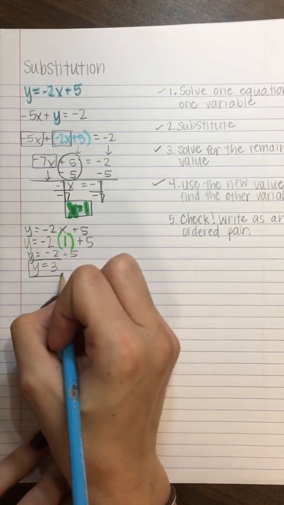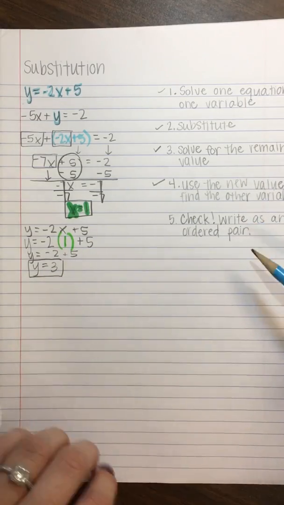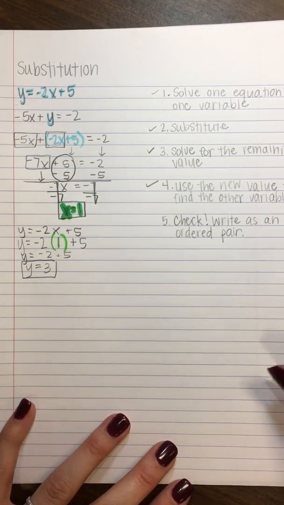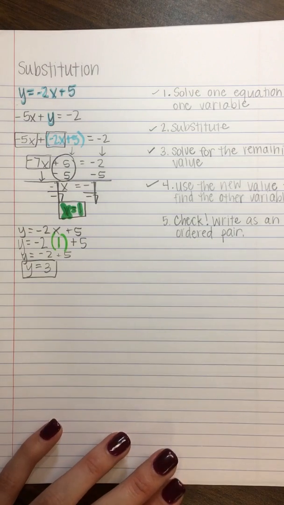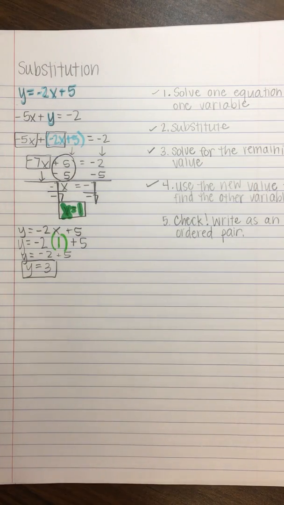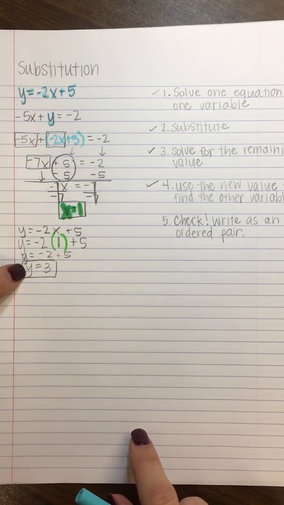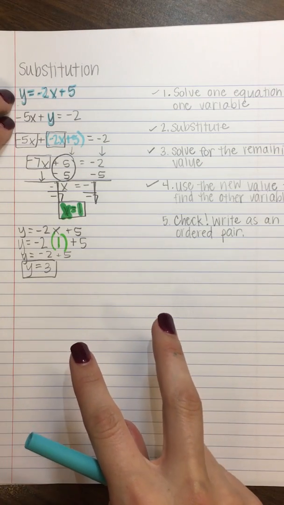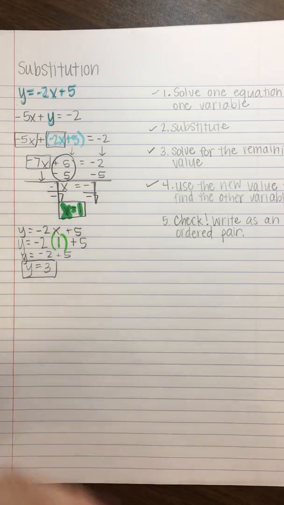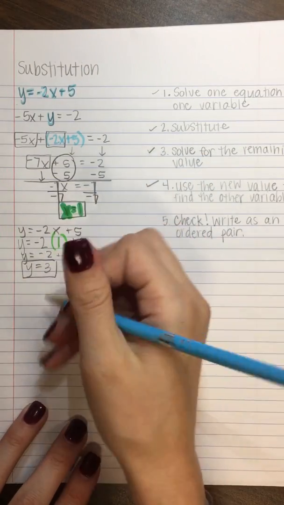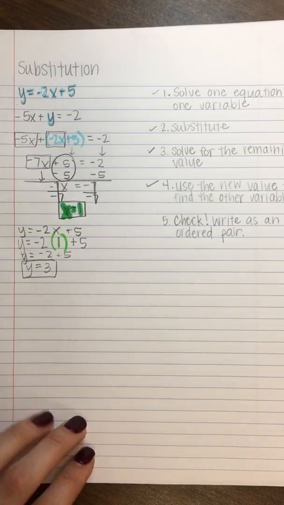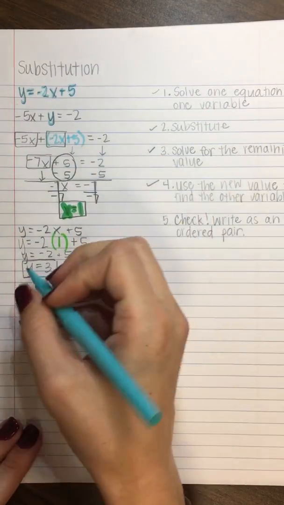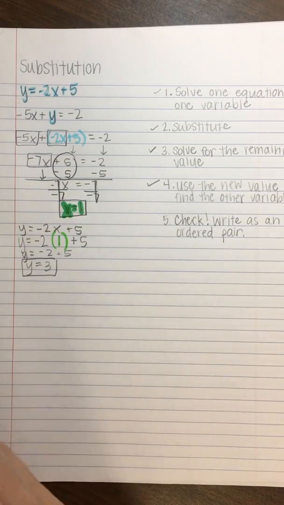Now, an important part of this here, before I write as an ordered pair and say that I'm done, is to check. And in order to check, I'm going to plug these numbers, x and y, back into my original 2 equations. If they're both true, then I'm good. If one of them is true and one of them is false, then I probably made a mistake. So I'm going to keep my x green, and I'm going to keep my y blue. So y is 3. And let me rewrite these equations first.